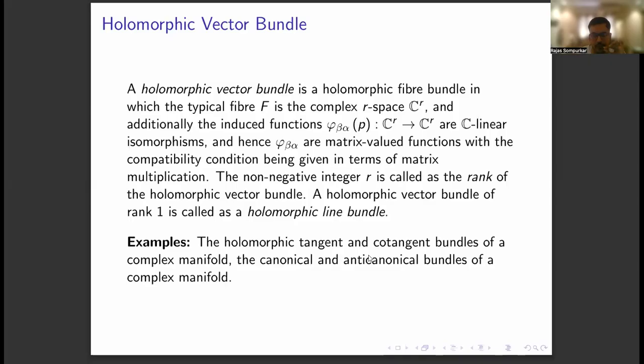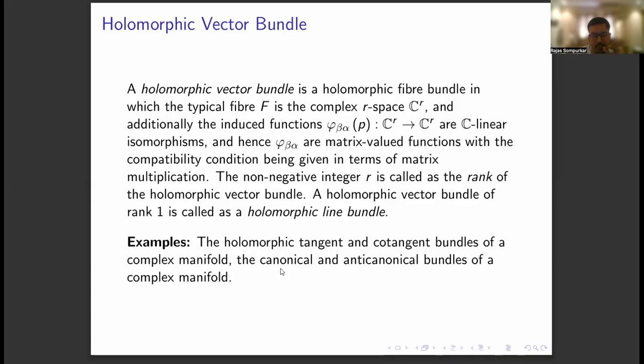So now that we have the holomorphic cotangent bundle, we can take the n-th exterior power of the holomorphic cotangent bundle. That is, capital lambda raised to n of the holomorphic cotangent bundle, and that is what we call the canonical line bundle. So it will turn out to be a rank one holomorphic vector bundle.